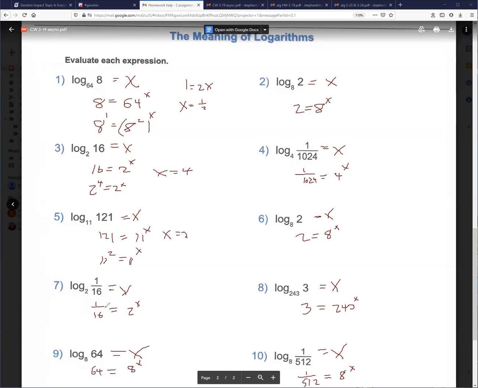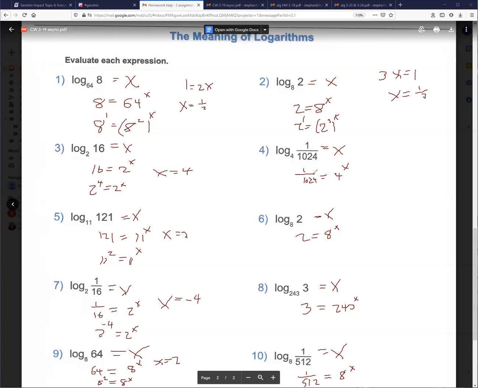All right, this one is a fraction, so we need to remember that we're using a negative exponent here. 2 to the negative fourth is equal to 2 to the x. X is equal to negative 4. 8 squared is equal to 8 to the x, so x equals 2. 2 is equal to 2 to the third to the x. So this is 2 to the first, mind you. So 3x equals 1, x equals 1/3. Power to a power rule, we multiply the powers.